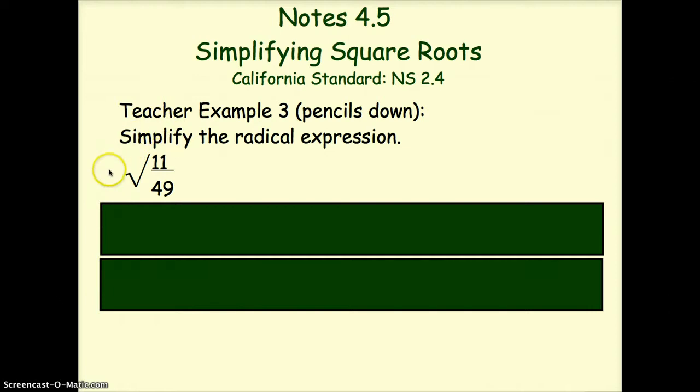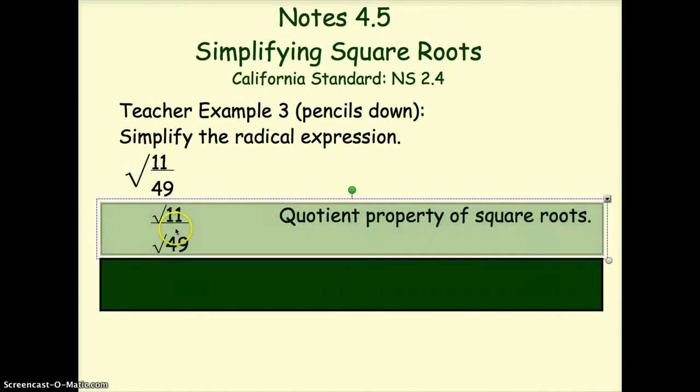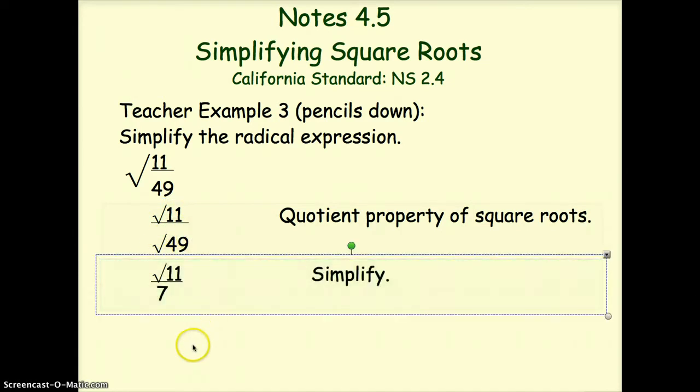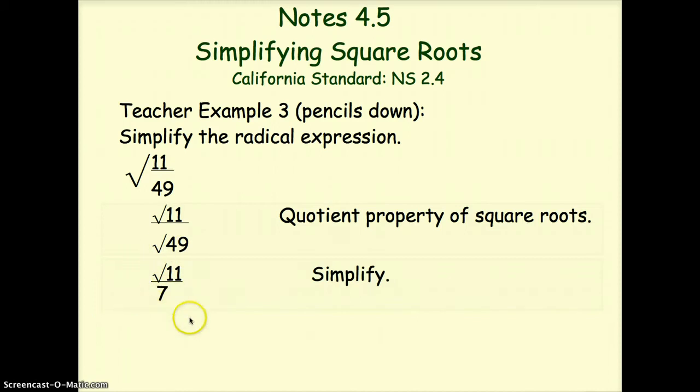Simplify the radical expression. Notice we're back to, again, those giant radical signs. The first thing I want to do is take that giant radical sign into 2 little ones, one for each of those. So radical 11 over radical 49. Now, radical 11, there's nothing I can do with it. It's not a perfect square. I have to leave it alone. Radical 49, however, is a perfect square, and I turn it into 7. I now have simplified the radical expression because I no longer have a radical in my denominator. And there's nothing left to do in the numerator.